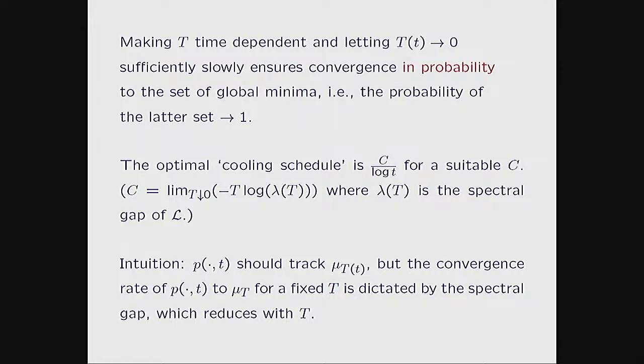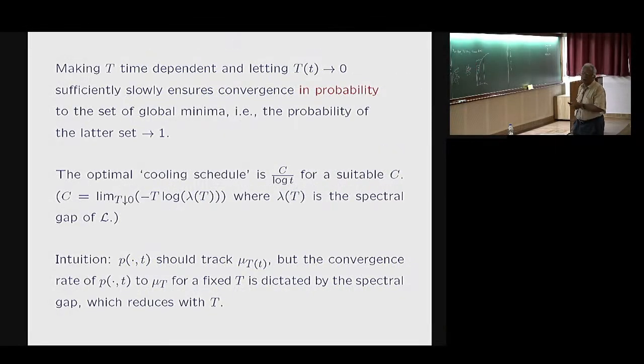Essentially then you let the temperature decrease slowly, then you get convergence in probability to the set of global minima. This I have highlighted because it's not with probability 1, it's a weaker notion. And the optimal cooling, this is called the cooling schedule, is C by log t, where C is this object, where lambda T is the spectral gap of L as a function of T.